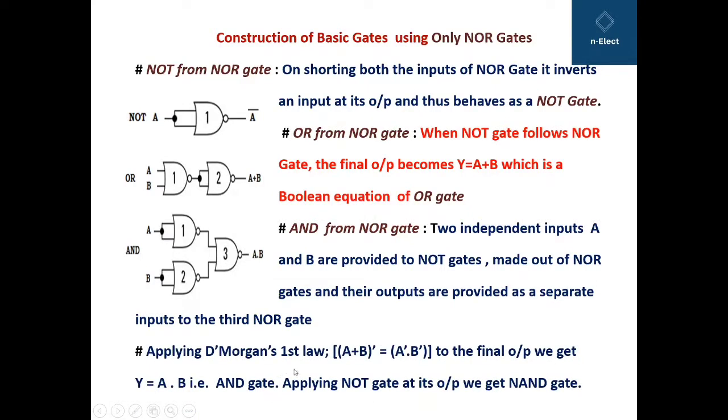Now applying De Morgan's first law, that is A plus B whole bar equals A bar into B bar. So here we are getting A bar plus B bar whole bar, that will be converted into A double bar into B double bar, which is nothing but A into B, and hence this gets converted into the AND gate. Now if I apply one more NOT gate here, I will get the logic diagram for the NAND gate.